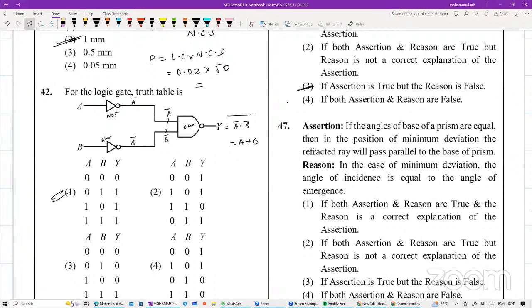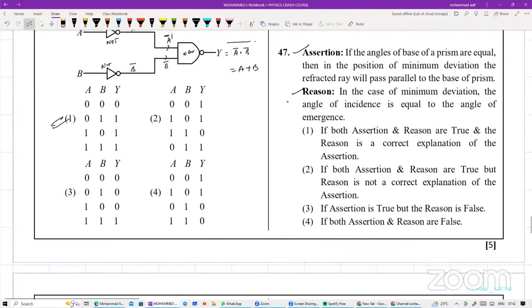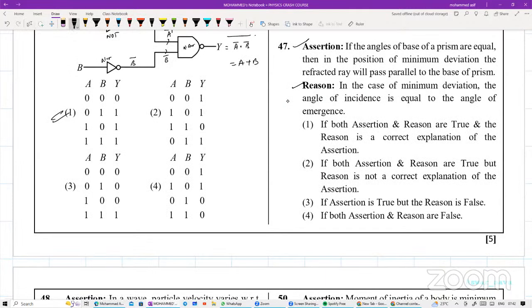47. If the angles of the base of the prism are equal, then at the position of minimum deviation, the refracted ray will pass parallel to the base of the prism. Yes, assertion is correct. In case of minimum deviation, the angle of incidence is equal to the angle of emergence. Yes, this is also correct. So assertion and reason, both of them are true, and the reason is the correct explanation for the assertion. First option will be the answer.